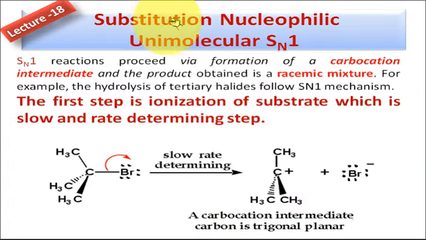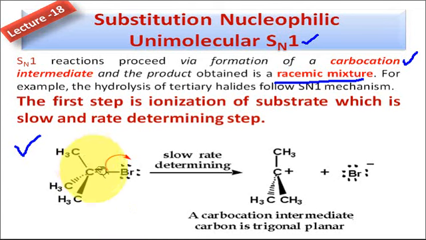So let us start with the substitution nucleophilic unimolecular reaction, that is SN1 reactions. The SN1 reactions proceed with the formation of the carbocation intermediate, and the product is obtained as the racemic mixture. Both of these points are very important points with respect to the SN1 reaction. So let's look at the mechanism first. The first step of the SN1 reaction is the ionization of the substrate molecule.